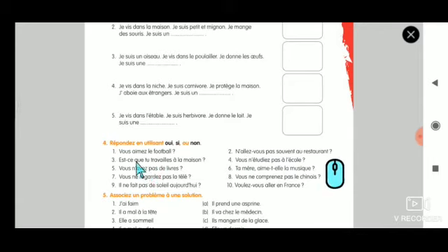Okay. So, est-ce que tu travailles à la maison? You can use oui or non. Oui, je travaille à la maison. Non, je ne travaille pas à la maison.